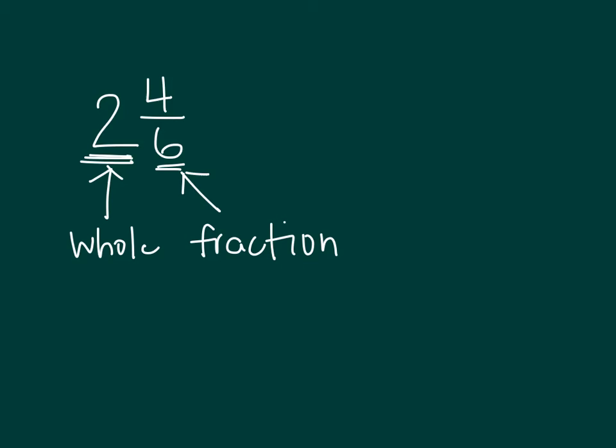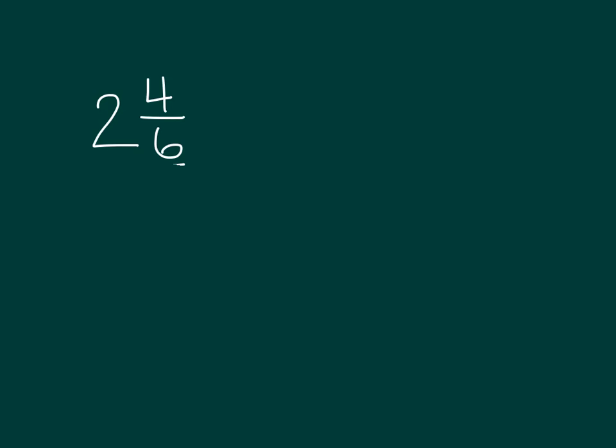So if you are asked to simplify a mixed number, all you have to do is simply ignore the whole. The whole is as simple as it can get. You have here 2. You don't even need to worry about that 2. We just need to worry about simplifying this part, this fraction.